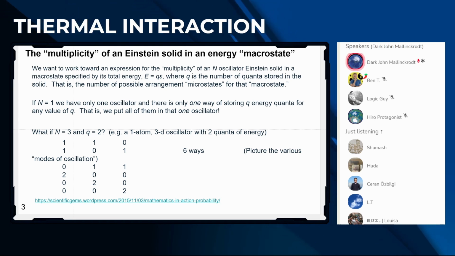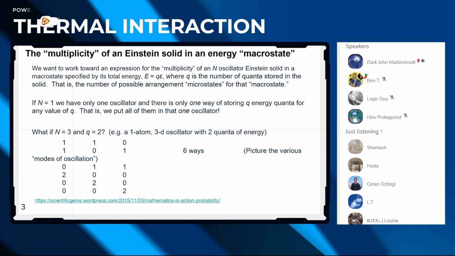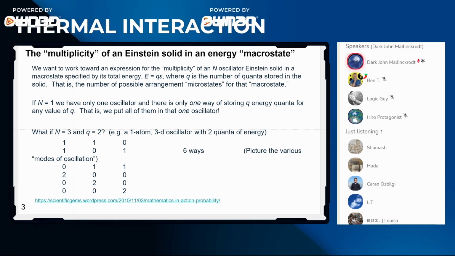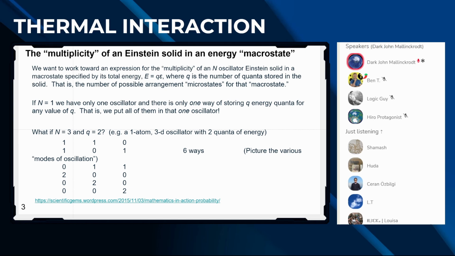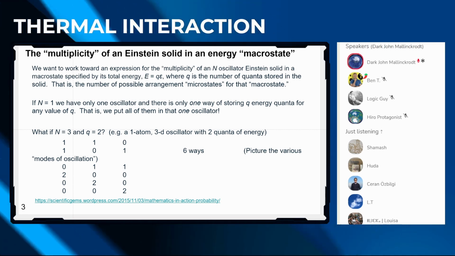Number one, of course, when Einstein was actually solving real world problems with this, he did talk about 3D Einstein solids with lots of particles, each one of them oscillating, and that was it. But I'm going to start with a physical model and just ask for that physical model. How many ways can I store 2 units of energy if there are 3 oscillators?